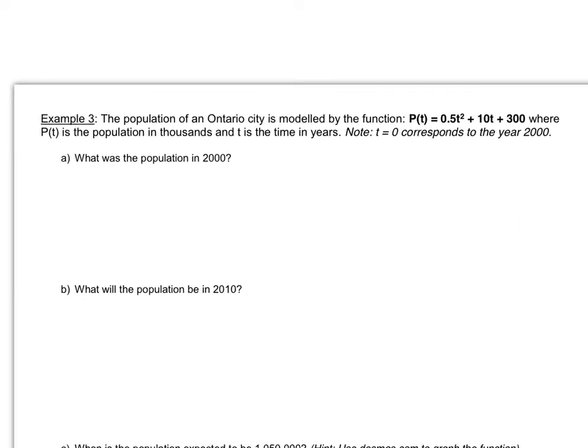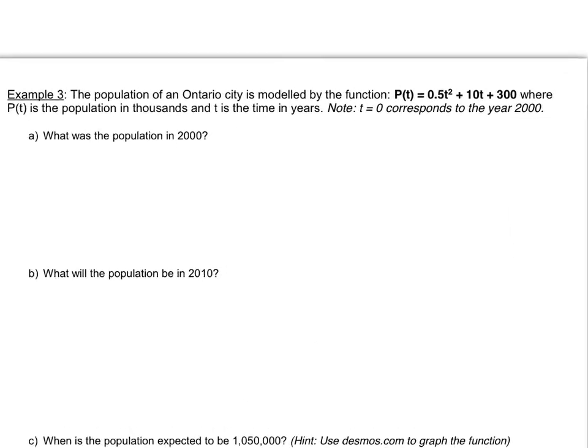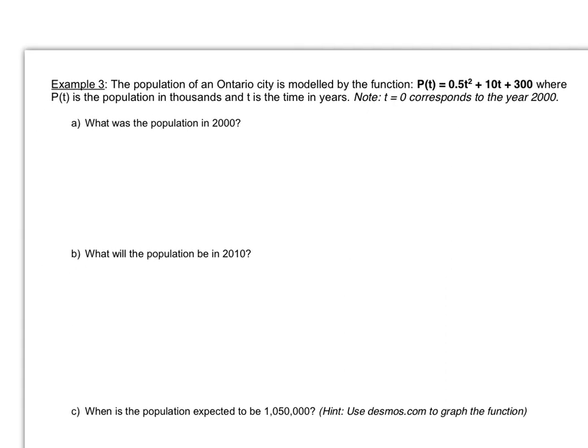Now we're going to be looking at quadratics in a different light through word problems. So this is a very common word problem with population of different places. So for this example, it says the population of an Ontario city is modeled by the function, and then I give you the quadratic, which is 0.5 t squared plus 10t plus 300, where P(t) is the population in thousands. This is going to be important for us. So the population's in thousands and time in years. Note that time is 0 in the year 2000.